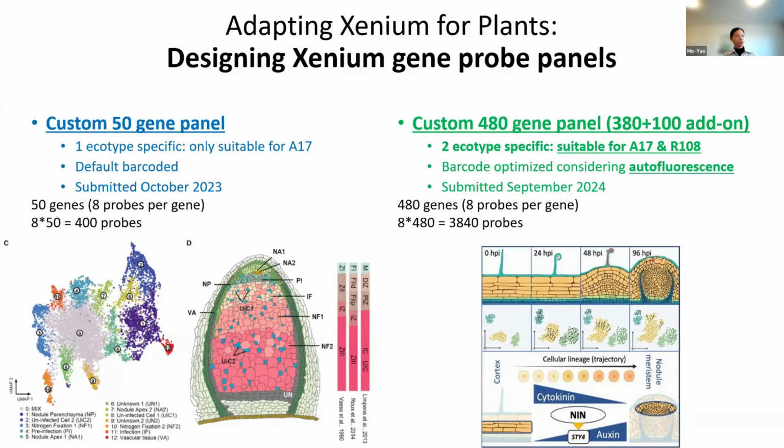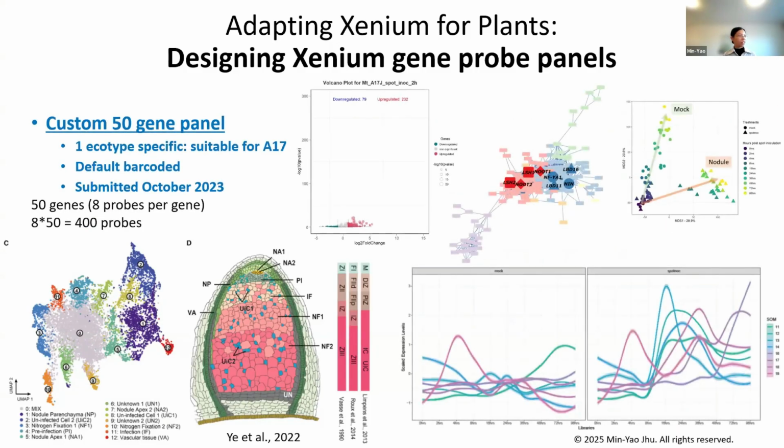We also designed the probes to make them suitable for multiple ecotypes. In Medicago, there are A17 and R108, two different ecotypes that are commonly used. They are very similar to each other, but some of the genes still have different sequences. And another thing to consider is the autofluorescence, which I will cover later.